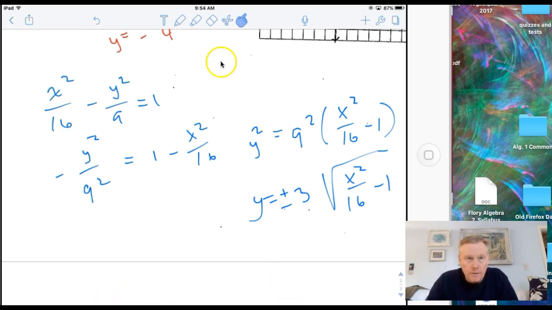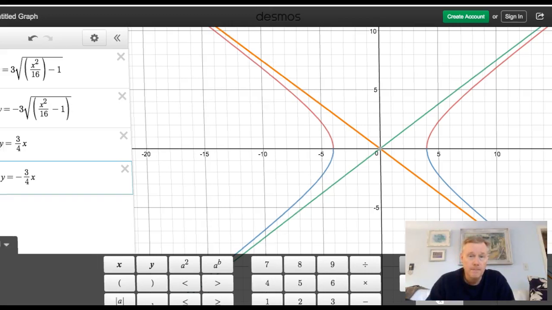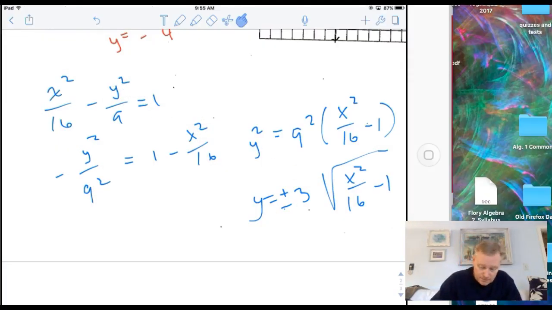Which I actually did on this thing over here. Yeah, so here you can see I graphed it on Desmos. You can see the equations on the left. I also put in the asymptotes there. You can see those. But this graphing calculator can't do plus or minus, at least I couldn't figure out how to do it. So I did 3 times the square root of x squared over 16 minus 1, and then negative 3 times the square root of x squared over 16 minus 1. Okay, so that's how I did it on the graphing calculator. So that's how you can do it that way. Okay, so back to this.